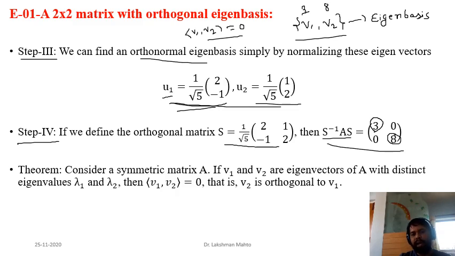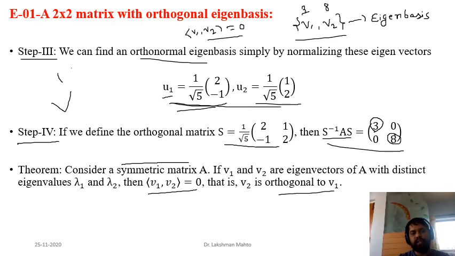Next, I have taken a corollary kind of theorem. Consider a symmetric matrix A. Suppose we have two eigenvectors v1 and v2 of the matrix, and both come from two distinct eigenvalues lambda 1 and lambda 2. That means v1 and v2 are not from the same eigenvalue; they come from different eigenvalues. Then it is guaranteed that, due to the symmetric nature of the matrix A, these two eigenvectors v1 and v2 would be orthogonal to each other, that is, v2 is orthogonal to v1.